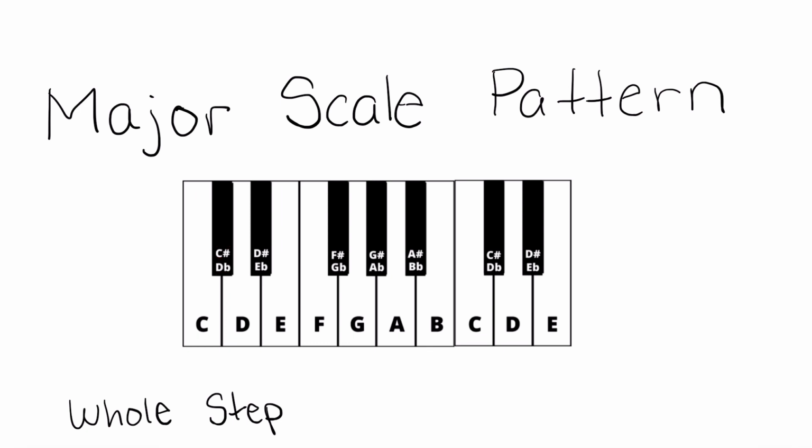Let me give you a little pop quiz. If we start on G and we wanted to go up a half step, where would we go? If you said G sharp, you're correct. We went from G to G sharp. If we wanted to go down a half step, we would go from G to F sharp or G flat.